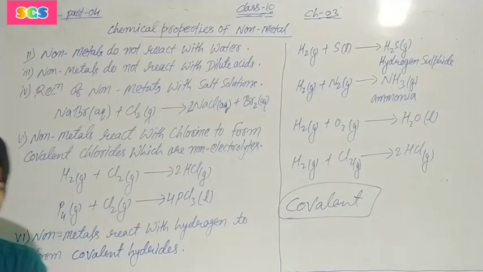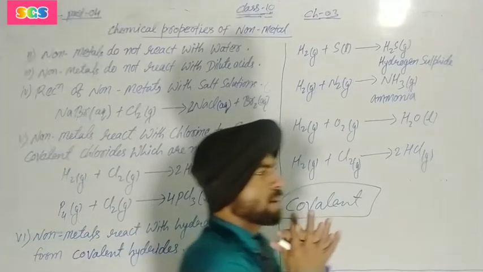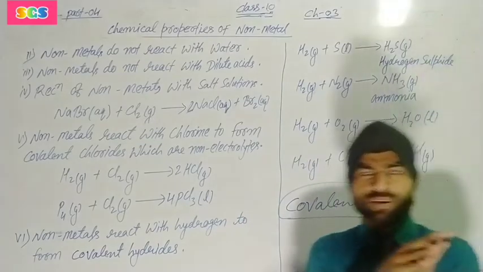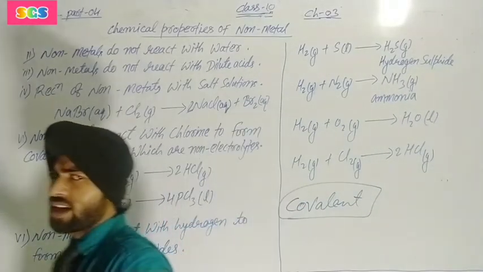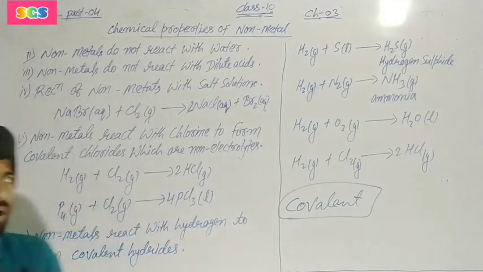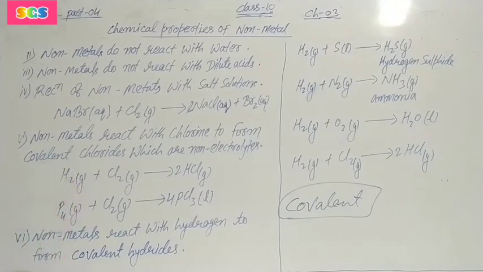Covalent compound means what? The compound which is formed as a result of a covalent bond, that is, formed as a result of sharing of electrons. Neither atom completely loses or completely gains electrons. That's why they form a covalent compound. Here we have taken the example of hydrogen and phosphorus.